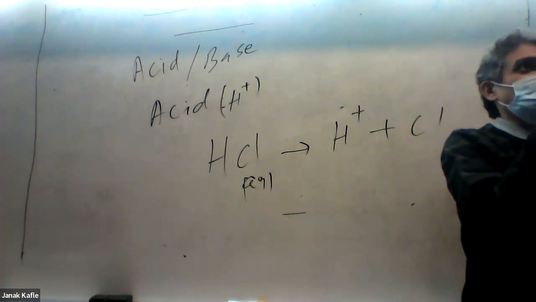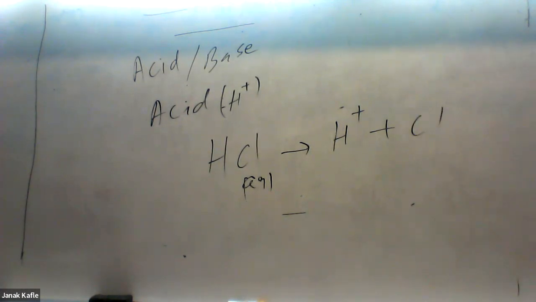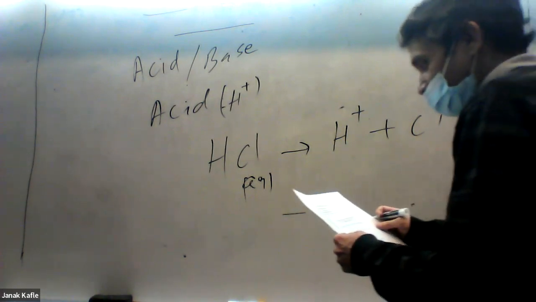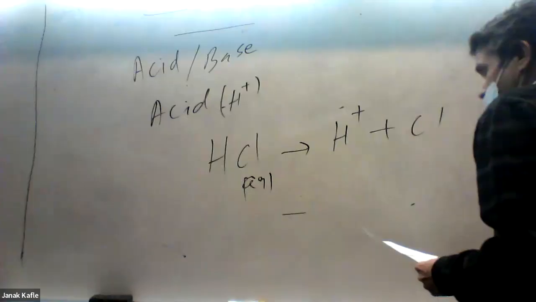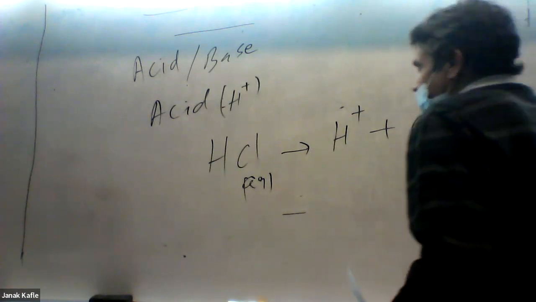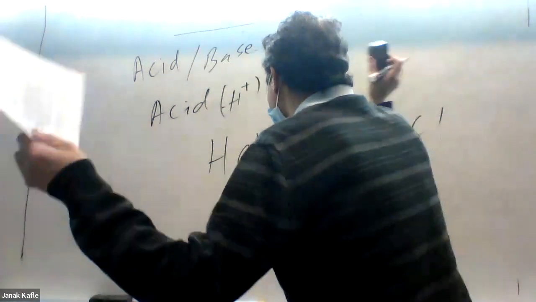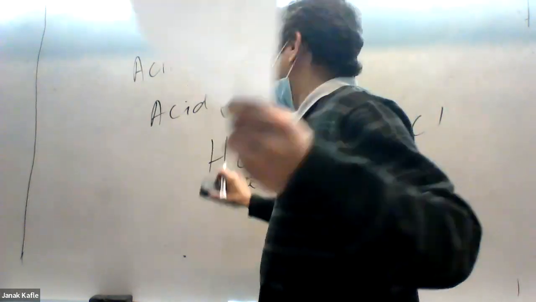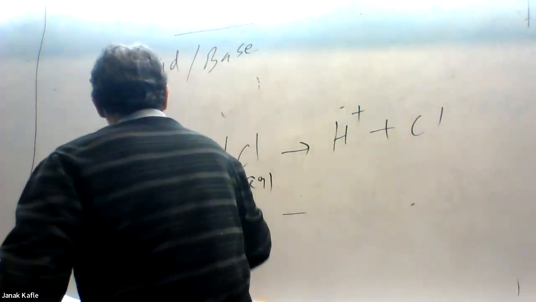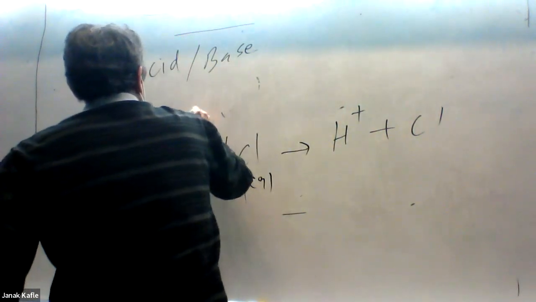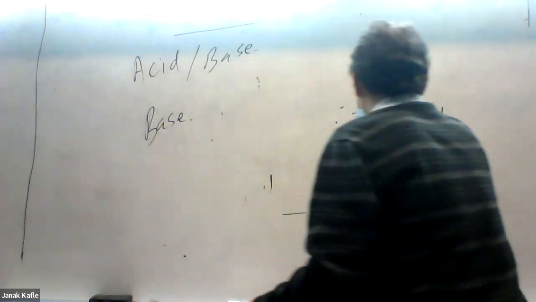Everybody got that? So anything you throw in water that breaks to give H plus in water is called acid. And it gives the sour taste, so therefore it is called acid. Now what is the base? So throw anything in the water and that gives OH. So I'm going to write base here. So base: throw anything in water and it gives base.